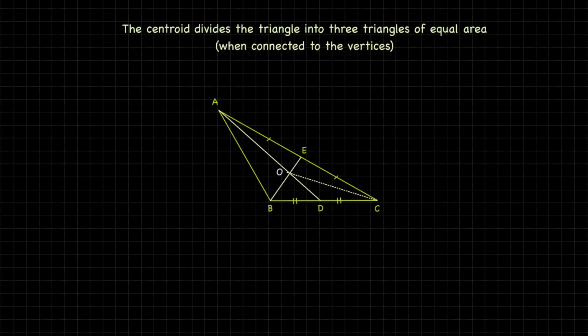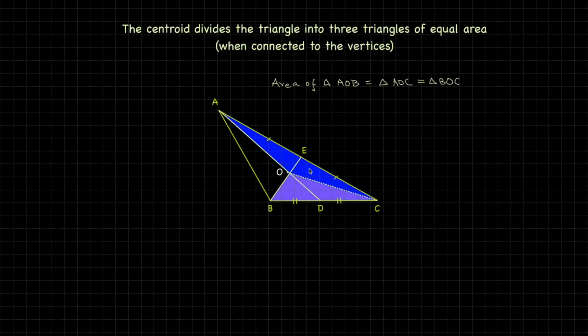So for this example, we want to prove that the area of triangle AOB is the same as the area of triangle BOC, and that is the same as the area of triangle AOC. The first thing to note here is when we look at triangle BOC, OD is the median of this triangle. The two triangles that are created by the median OD are of equal area.